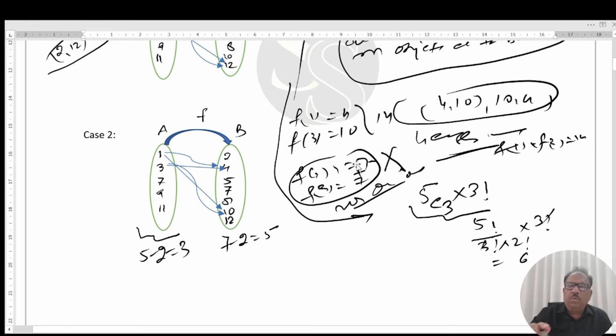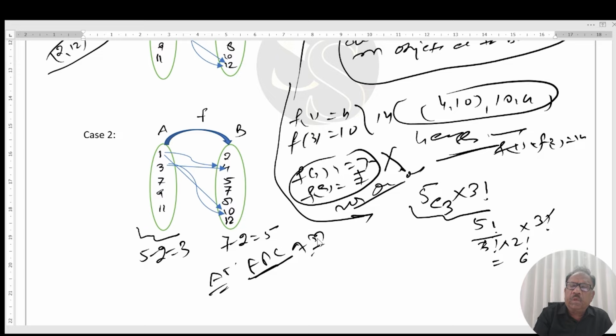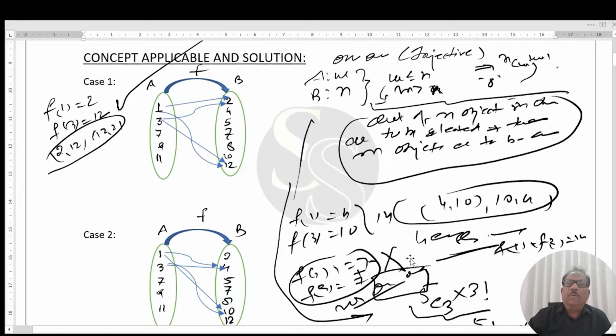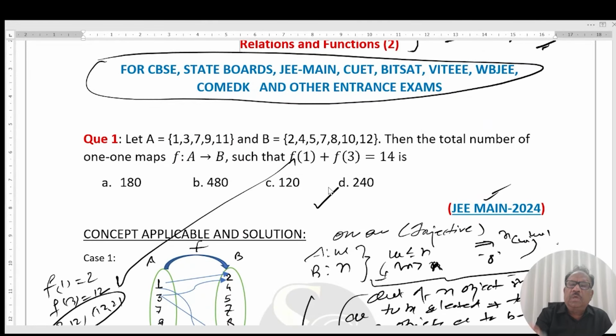Now, according to FPC, the fundamental principle of counting of multiplication, to complete an event, if a number of sub-events are there, then all sub-events are to be multiplied. There are two sub-events. First event is to satisfy the condition f(1) plus f(3) equals 14. Second sub-event is to form all other 1-to-1 elements. So first sub-event number of cases are 4, second sub-event number of cases are 60. The answer will be 240, right? D is the correct option.